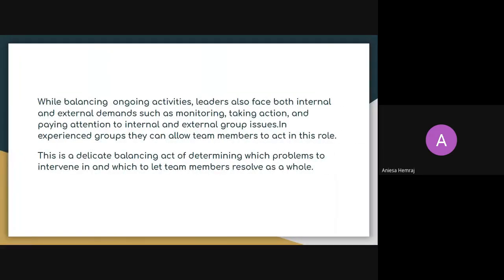While balancing ongoing activities, leaders also face both internal and external demands such as monitoring, taking action, and paying attention to internal and external group issues. In experienced groups, they can allow team members to act in this role. This is a delicate balancing act of determining which problems to intervene in and which to let team members resolve as a whole, which I think is an approach some lecturers would take when groups have problems. Yes, that is.